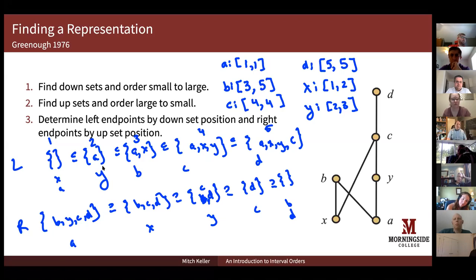And if you think about it, having different downsets means that one of you has fewer things less than you than the other element does. So you have to have different left endpoints because one of you's got to have more things that are left of you than the other one does. So you need different endpoints. So this gives us this particular representation that we're quite happy to have.